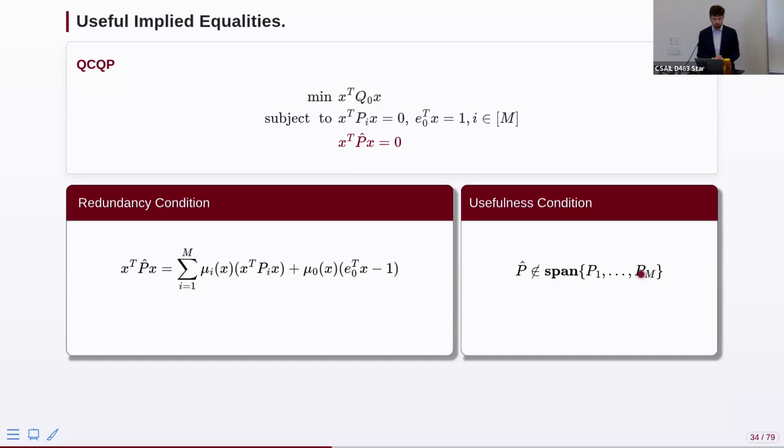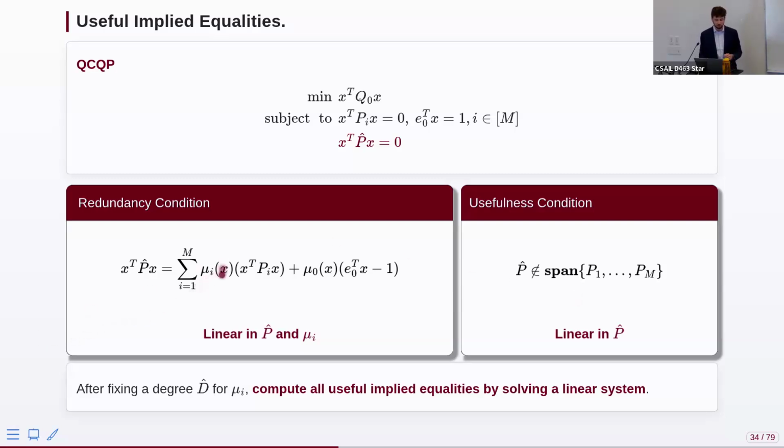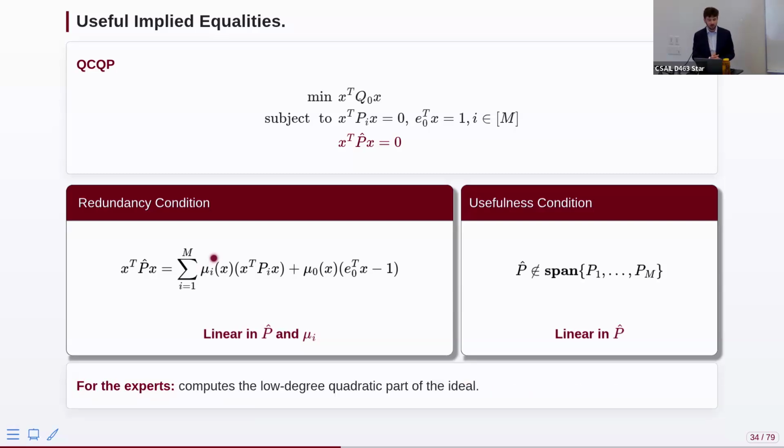So what does this look like for QCQPs? You can write out a very concrete linear system on the left. And the usefulness condition is just that the new p̂ needs to not be in the span of the original thing. And so both conditions, once again, are linear in the p̂'s that I'm looking for and the μ_i's that I'm looking for. And so after fixing a degree for these multipliers, this is what I mean by the ones that can be found cheaply. After you fix a degree, this boils down to just a big linear algebra computation that is actually very fast. And again, for those that are algebraically inclined, what this does is it's a Macaulay matrix method for computing the low degree quadratic part of the ideal.